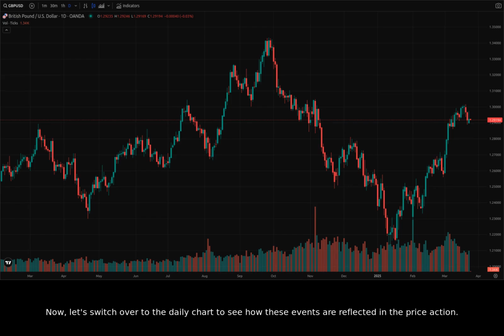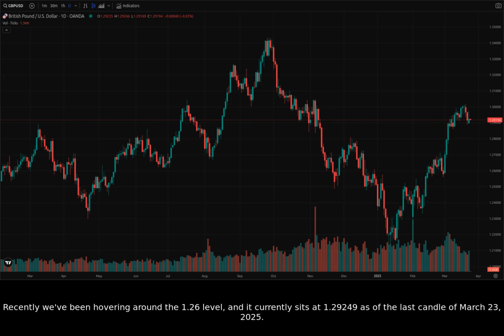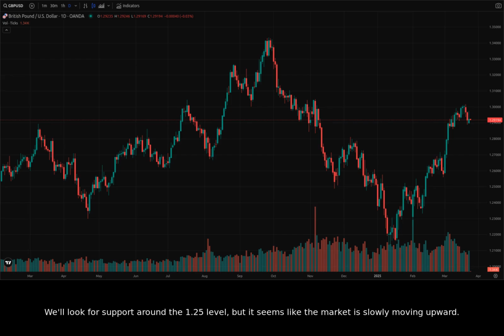Now, let's switch over to the daily chart to see how these events are reflected in the price action. Looking at the overall trend, we see a series of fluctuations. There has been significant upward movement from November 2023 till July 2024, peaking at the 1.34 level, but since then, it's been a downtrend. Recently, we've been hovering around the 1.26 level, and it currently sits at 1.29249 as of the last candle of March 23, 2025. We'll look for support around the 1.25 level, but it seems like the market is slowly moving upward.